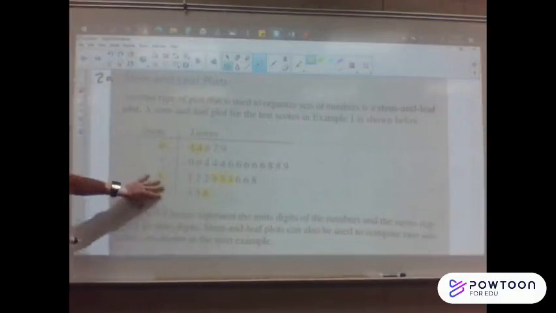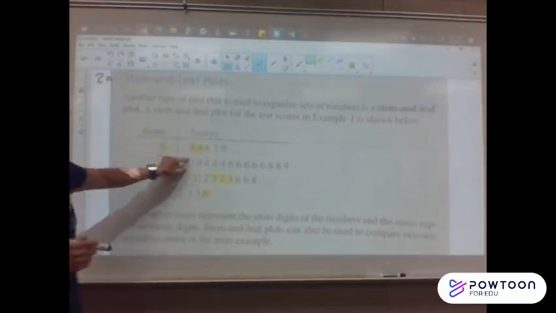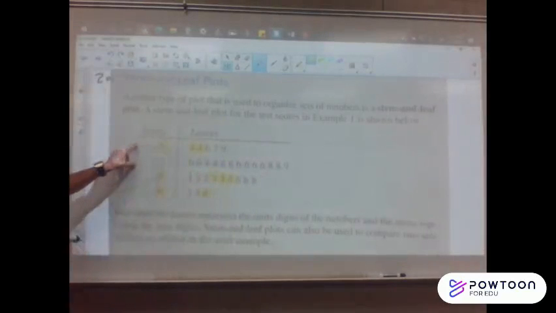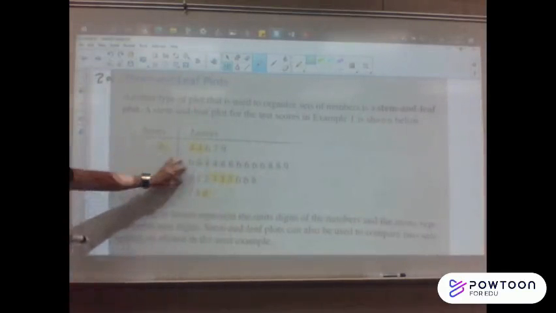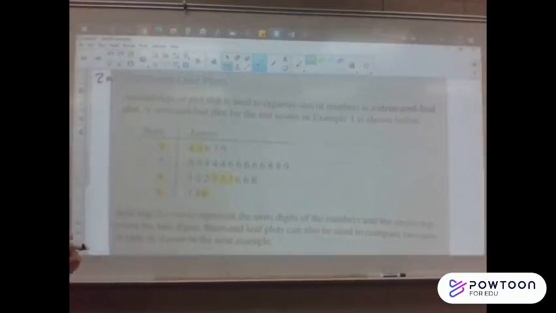And after you get your stem and leaf plot put together, it's quick and easy to analyze it. We can see that most of the students scored in the 70s and quite a few in the 80s. So this was the most common test score range in this class.